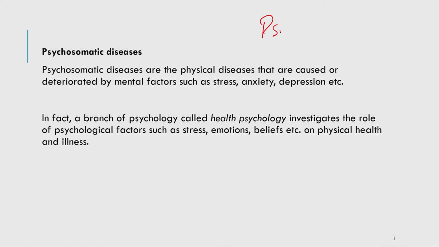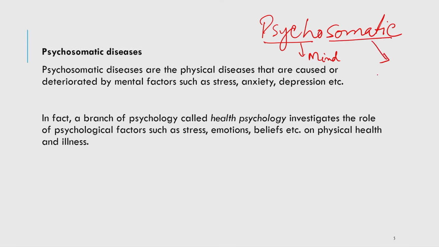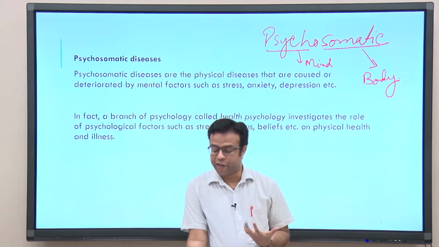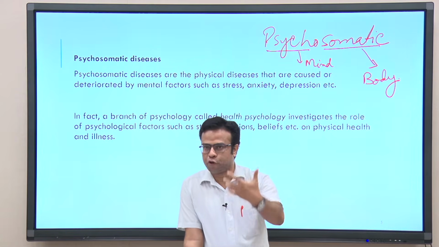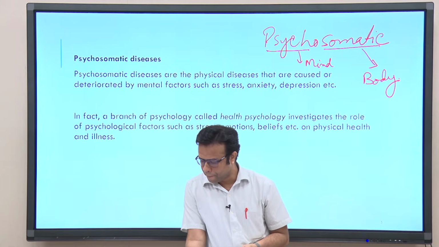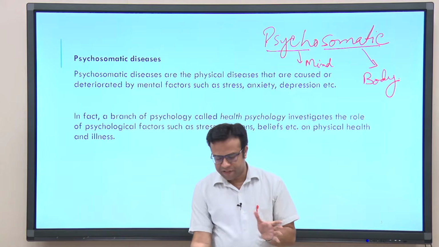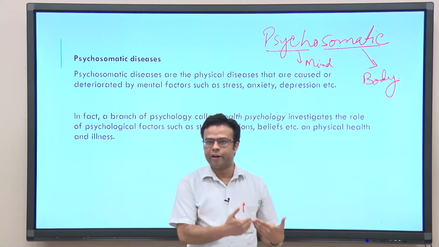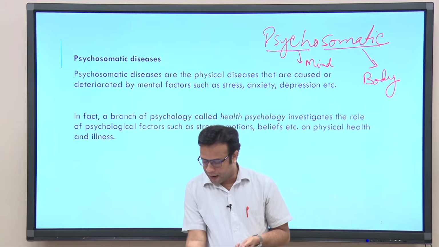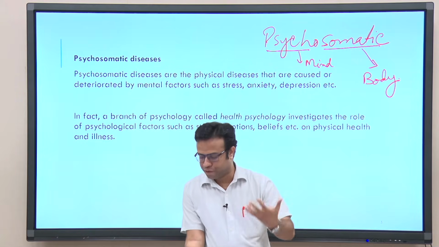Psycho is basically connected with the mind, somatic is connected with the body. Soma basically means body. So, these psychosomatic diseases are such diseases where mental factors play a very important role in the expression of physical symptoms of disease. Research very clearly shows this bidirectional relationship between the body and the mind, and these psychosomatic diseases are an expression of that relationship.